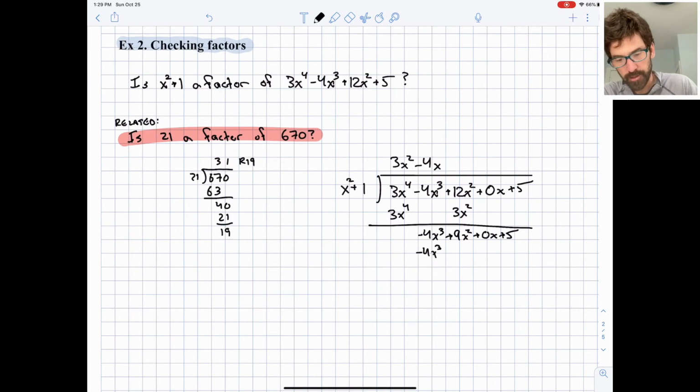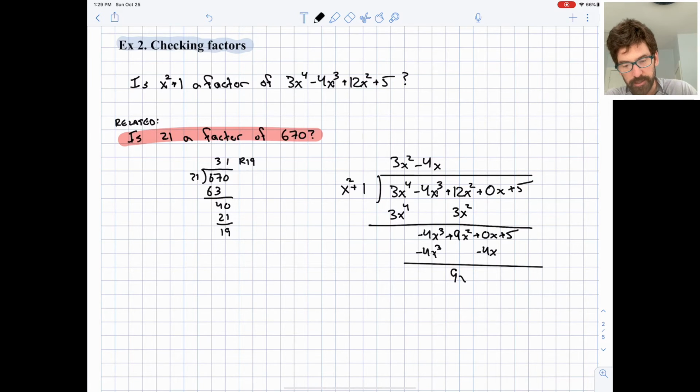So that will be over under the x term. And once again, we subtract. Our initial terms cancel out. We have a 9x squared. 0x minus a negative 4x is a plus 4x plus 5.